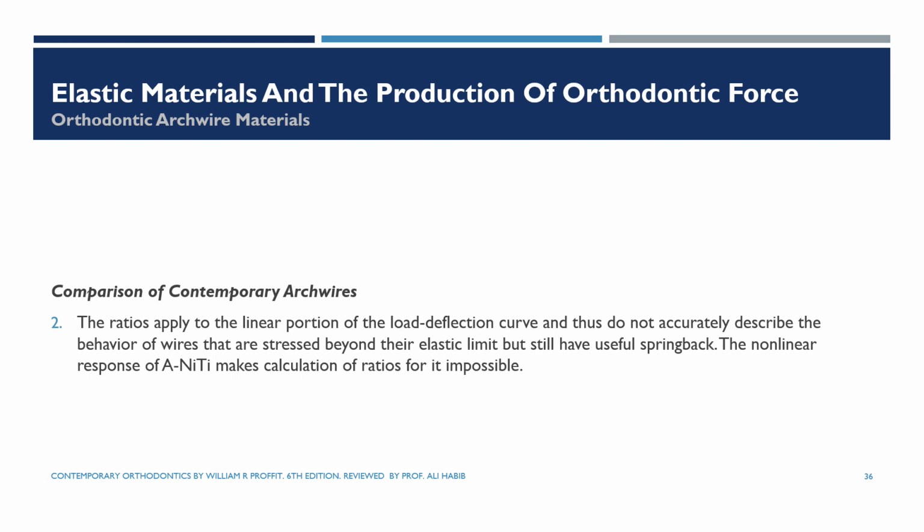An important point is that the ratios here apply to the linear portion of the load deflection curve. So they can be used accurately to describe the behavior of wires that have a linear relationship in the stress strain curve, like the stainless steel wire, beta titanium, as well as the M niti. The A niti, however, has an abnormal or non-linear curve, so we cannot apply Hooke's law on it. It's impossible to describe its features using these ratios.